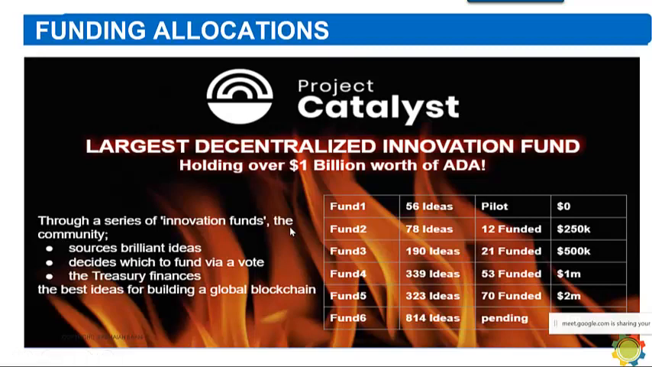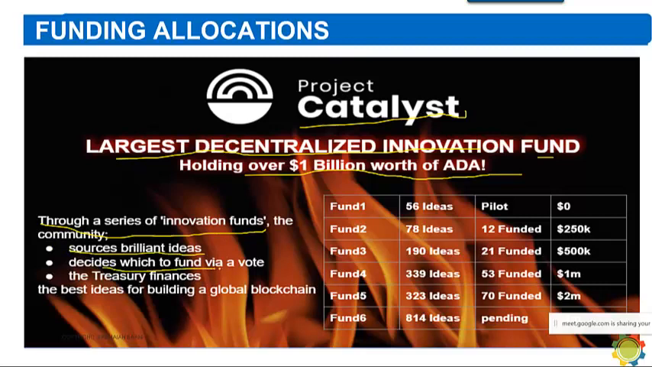All right, so this is how the funding allocations look like. Project Catalyst is the largest decentralized innovation fund, holding over 1 billion worth of ADA. So how do they disperse the funds? Through a series of innovative funds. The community sources brilliant ideas, which I already explained, decides which fund through voting, and the funding is taken from the treasury finances.